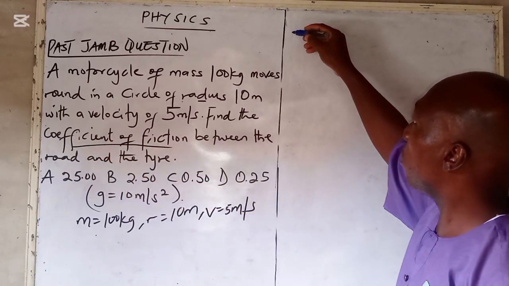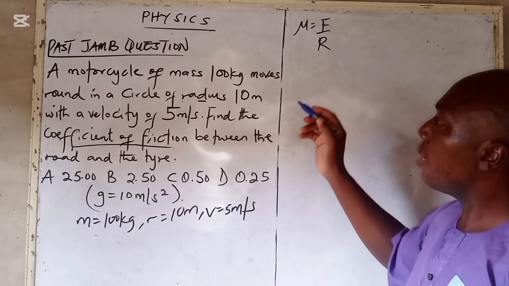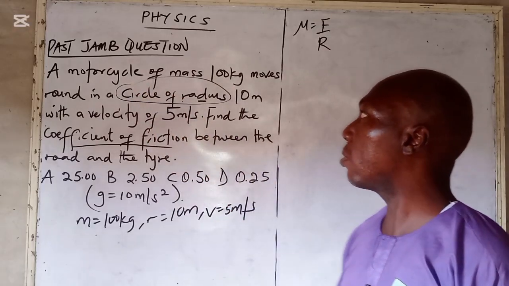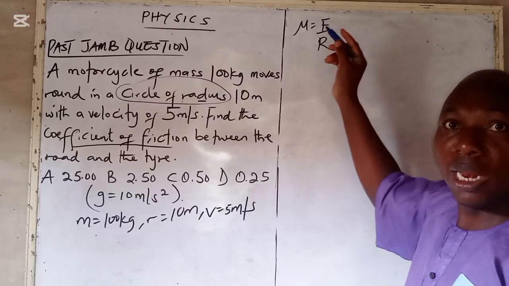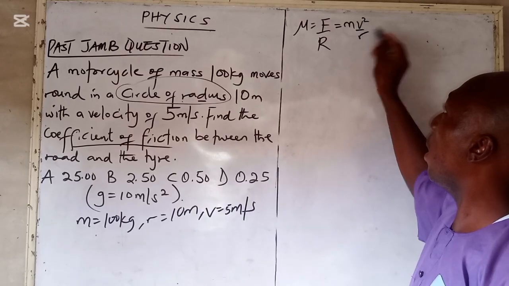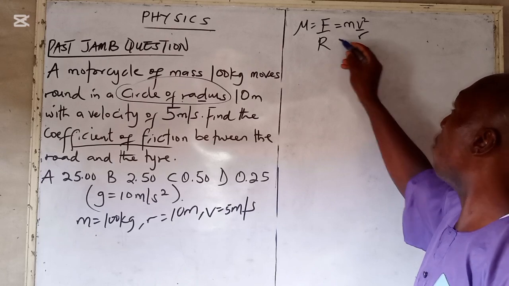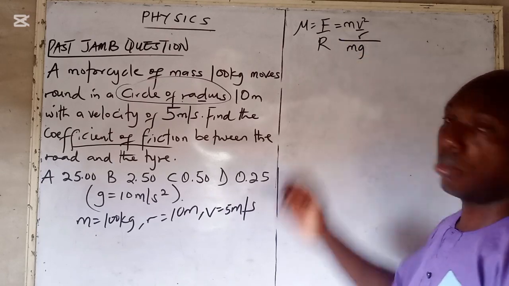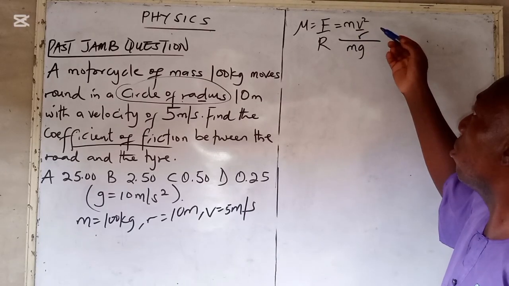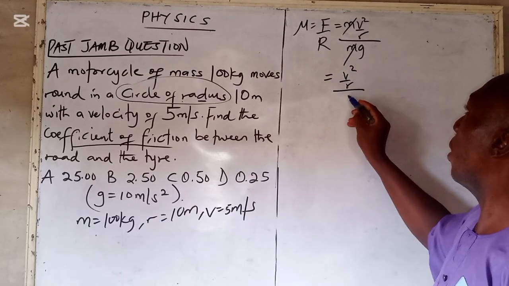So the coefficient of friction mu is F over R. But in this case, we are given that it moves around a circle of radius. So that means the best formula to calculate the force is mv squared over r. That's the centripetal force. And we have that over R, which is mg. So since the mass and mass are equal, we are left with v squared over r over g.